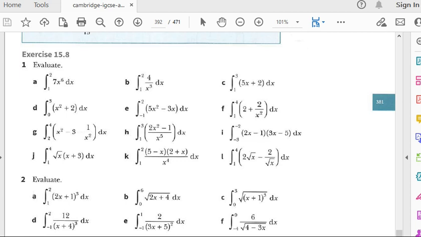Students, in last lecture we started exercise 15.8. We did question number 1, all parts from part A to part L. Today we are going to do some more questions from this exercise.